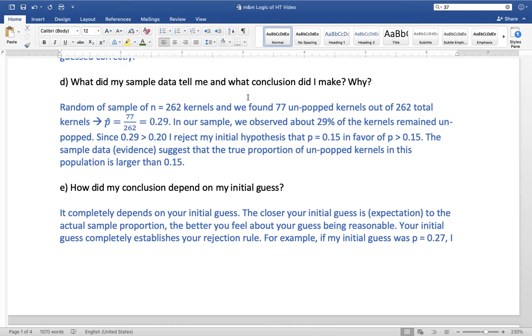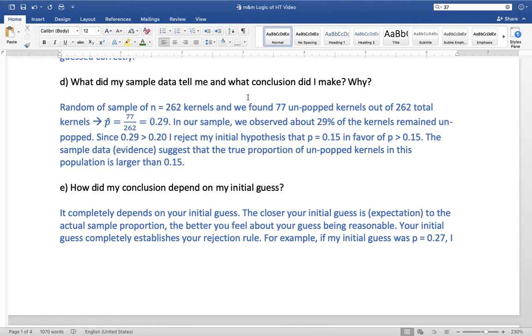I mean, it's almost 30%. It's really far away from what my initial expectation was. When I opened that bag and popped those kernels, I expected 15% of those kernels to remain unpopped. I actually got 29%. So it's pretty high compared to what my guess was.